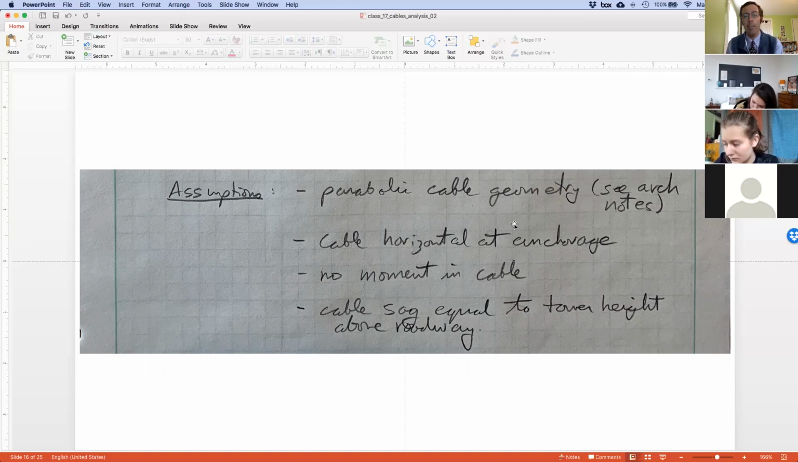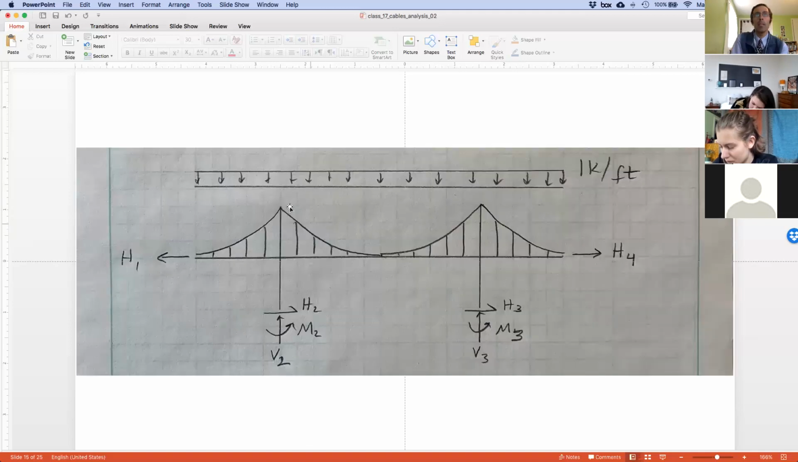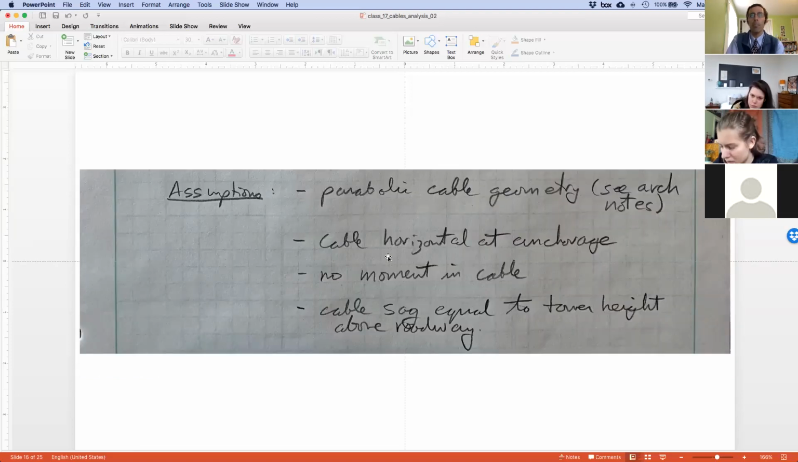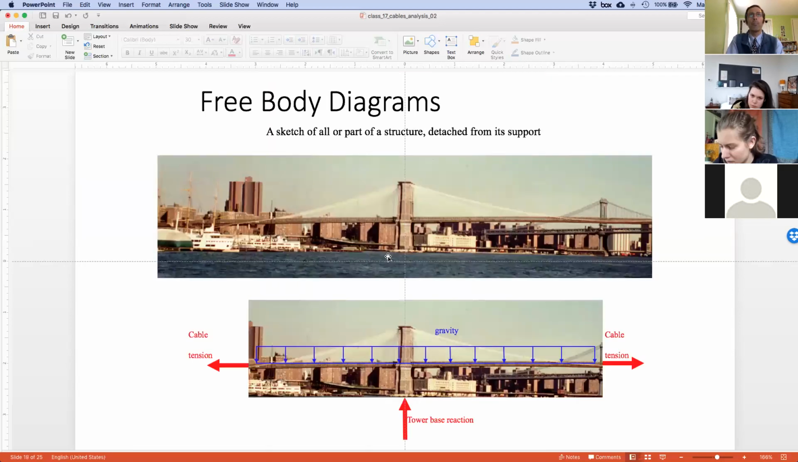Cables never carry any bending moment. That's just a rule of how we analyze cables. And in this particular configuration, I've assumed that the cable sag is all the way down to the deck here. The geometry can get more complicated and subtle, but this is a realistic, if simplified, version of suspension bridge geometry. And that is that full page of notes available for you.